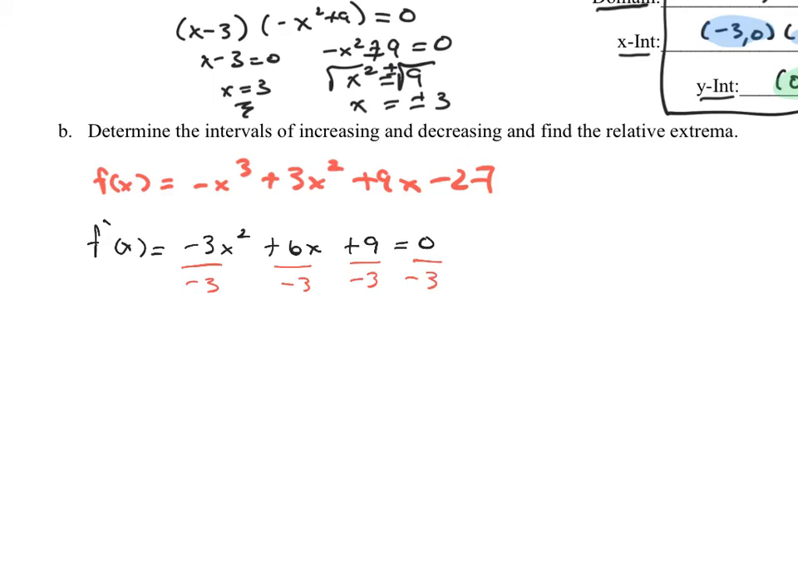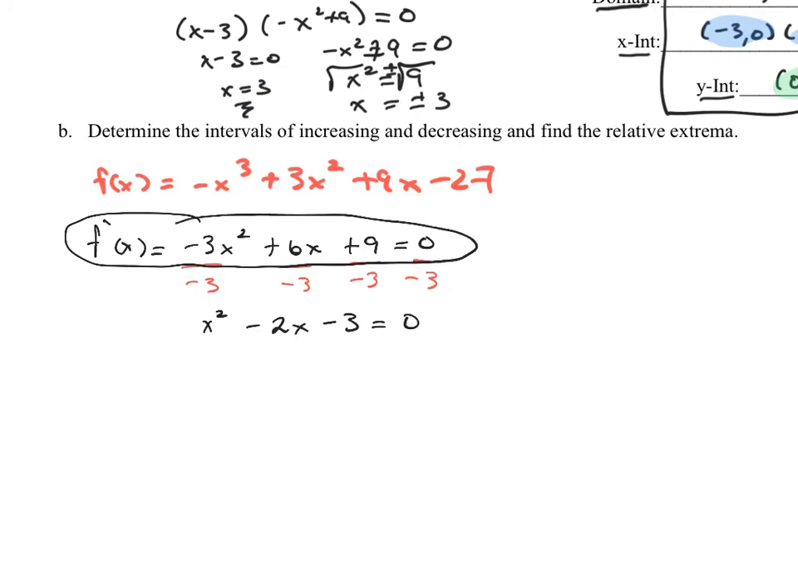So if I divide negative 3x squared by negative 3, I'd have x squared. 6x divided by negative 3 would be minus 2x. 9 divided by negative 3 would be minus 3, and that equals 0. Again, I want you to realize that this is our first derivative, but now I'm trying to solve the equation. But we are going to need that first derivative later on when we look for the second derivative.